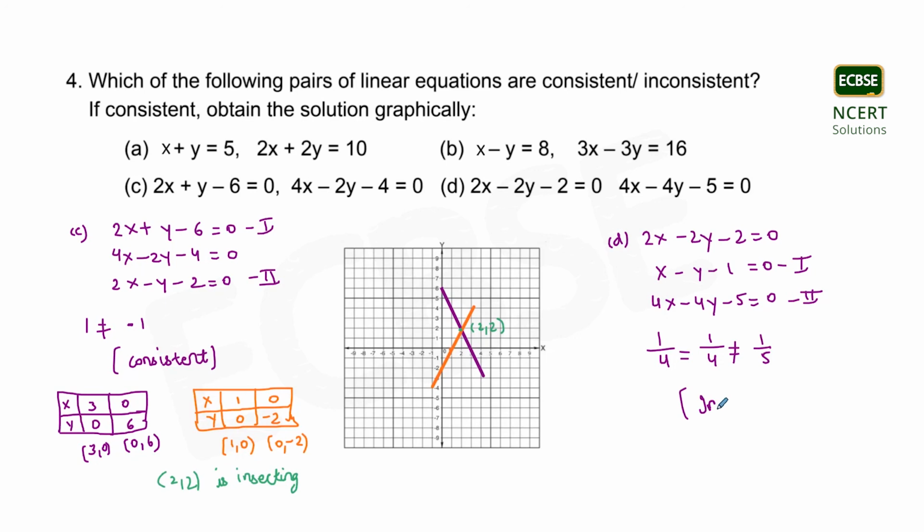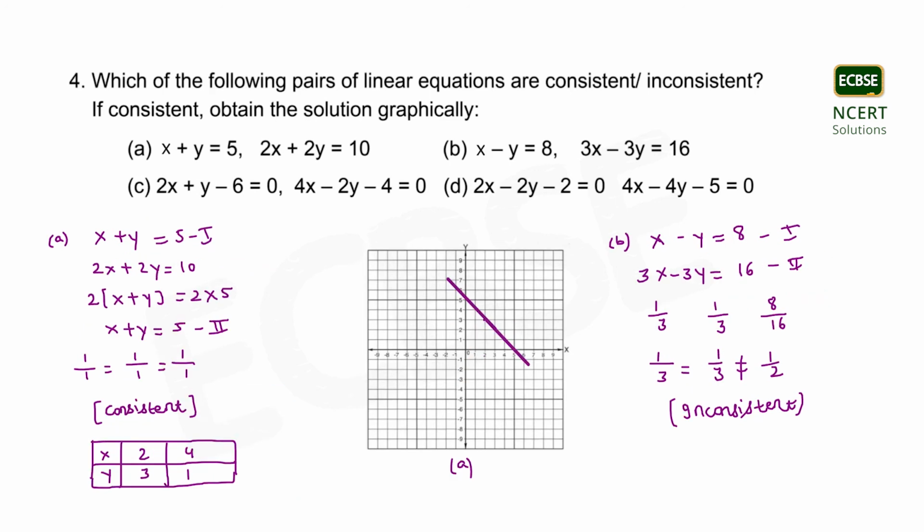And if the lines are parallel, then the equations represented by those lines are obviously inconsistent. Why? Because we are not able to find a solution for these two linear equations. That is, there will be no point that satisfies both equation 1 as well as equation 2. So this was all about question 4 of exercise 3.2. I hope this question is clear to all of you.